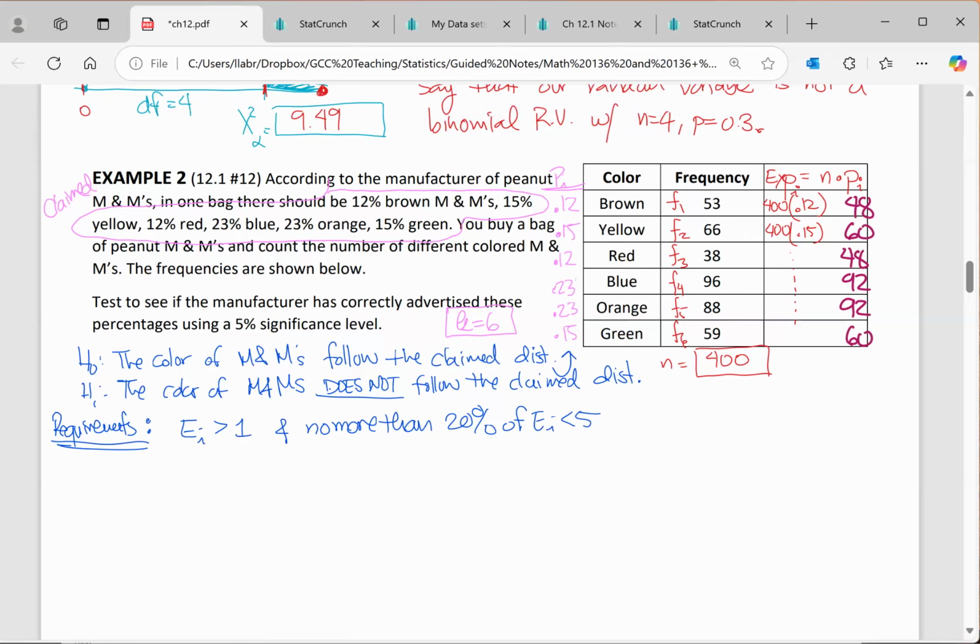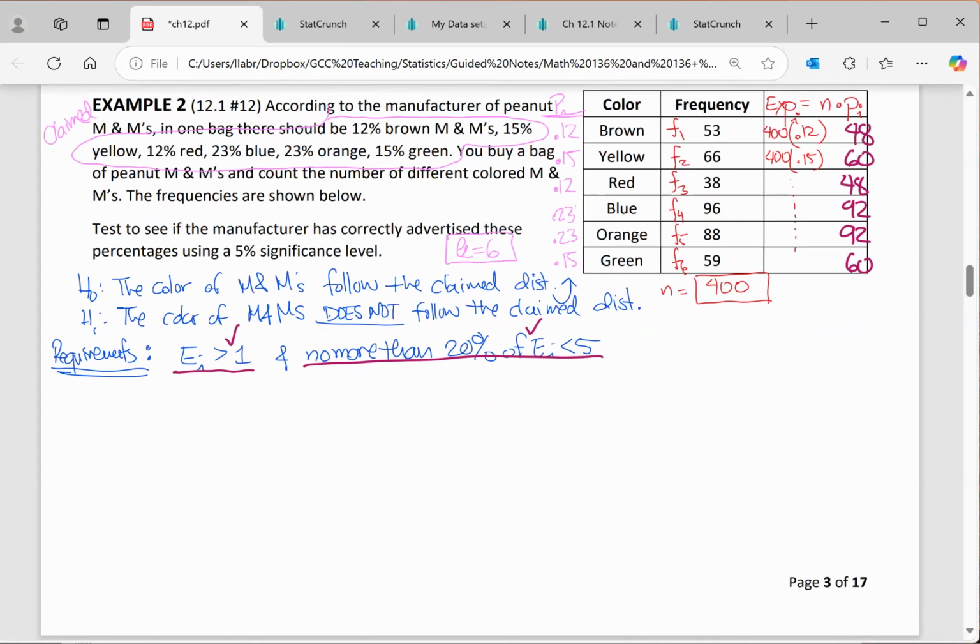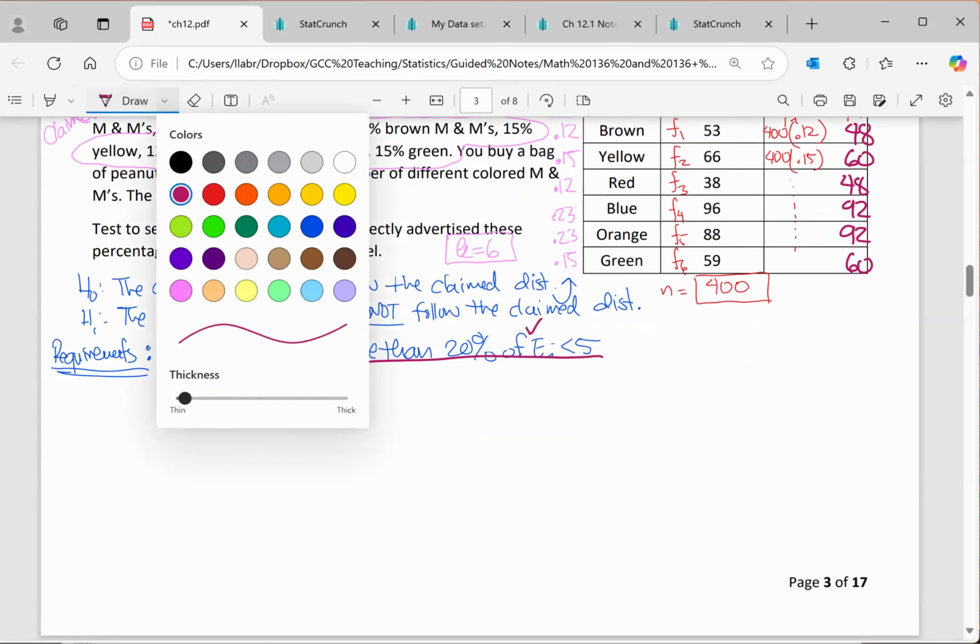All right, so now that we can see the expected counts, we're going to ask, is each expected count greater than 1? Clearly, the answer is yes. Now, are no more than 20% of the expected counts small? In other words, smaller than 5? Clearly, the answer is yes again, because there are no expected counts less than 5. So the conditions are met. We can go ahead and continue with the goodness of fit test.